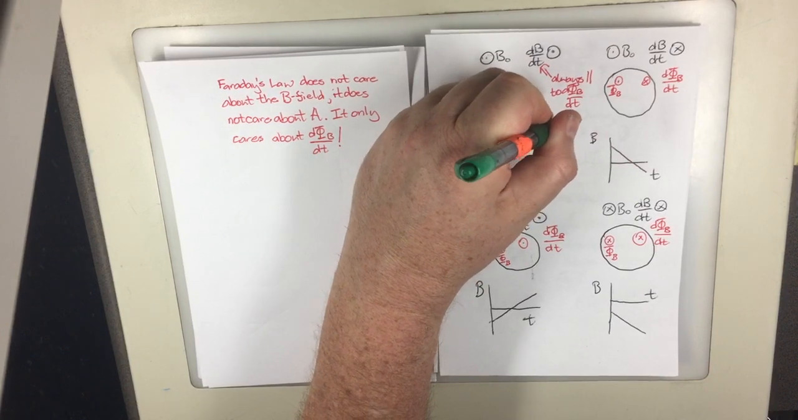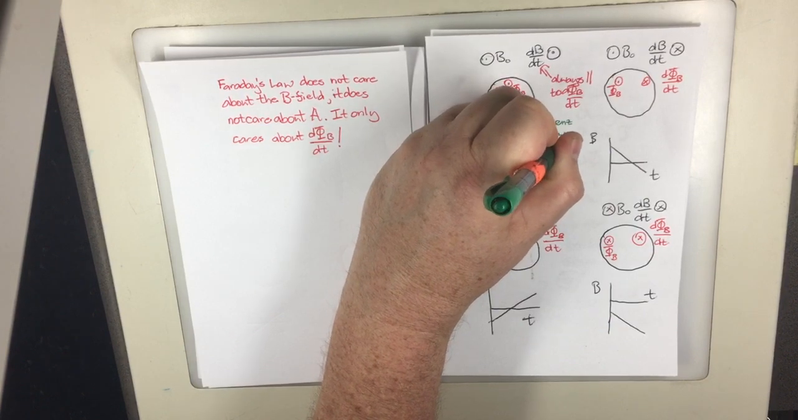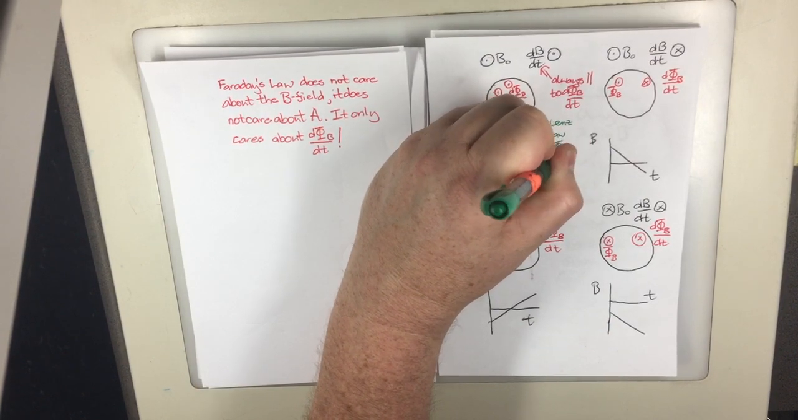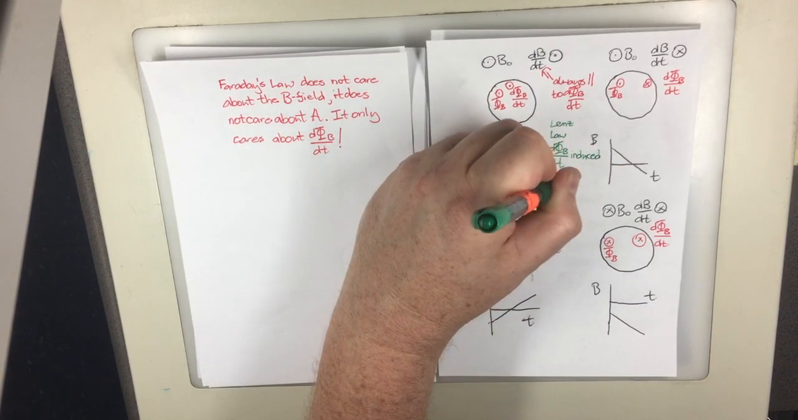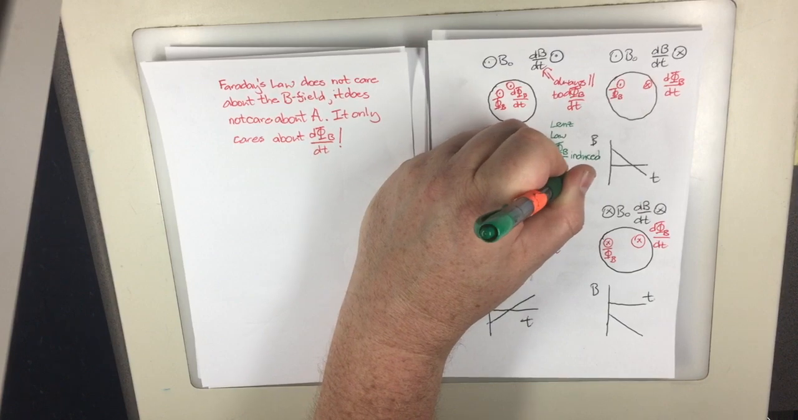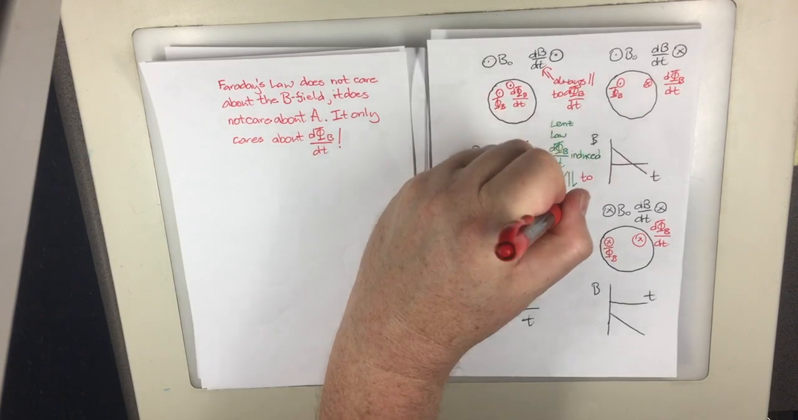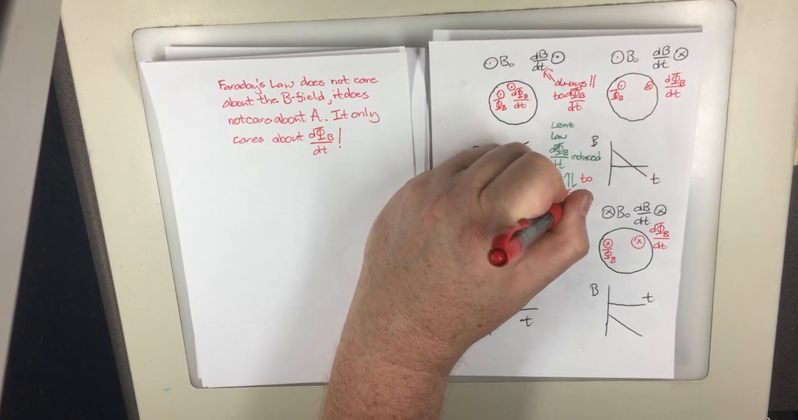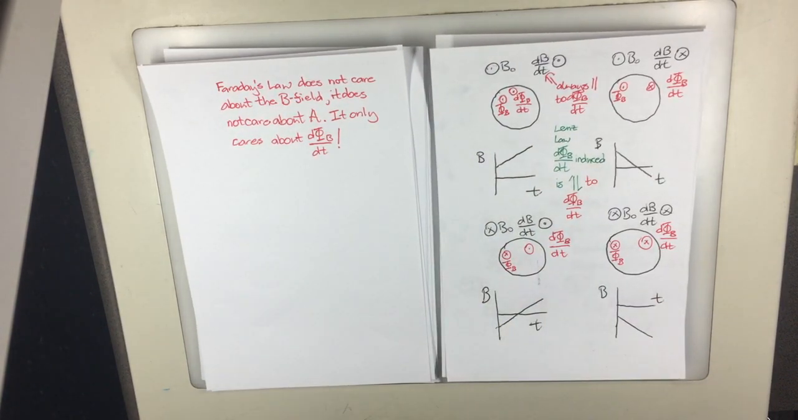Now, according to Lenz's law, the d phi B dt induced is anti-parallel to d phi B dt. That's Lenz's law. That's the crux of magnetic induction.